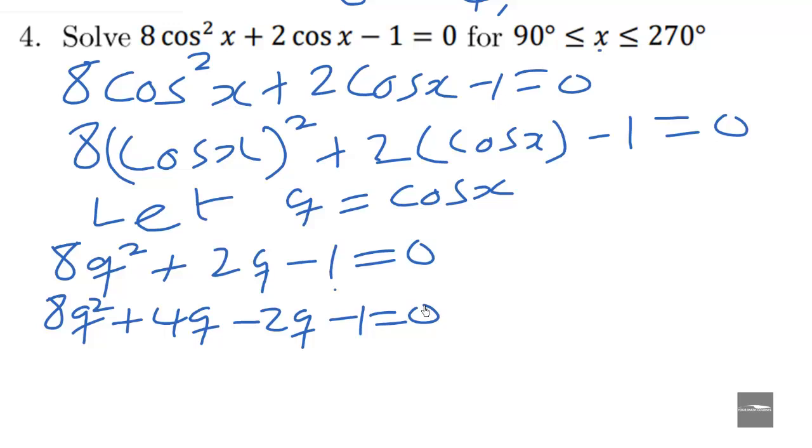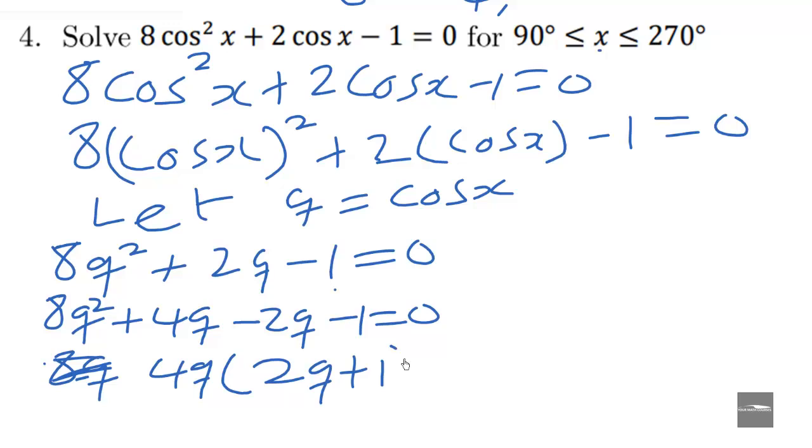So this will give us 8q. So we factor 4q out, then we have 2q plus 1. Then we also have minus 1 out here. We have 2q plus 1 is equal to 0.